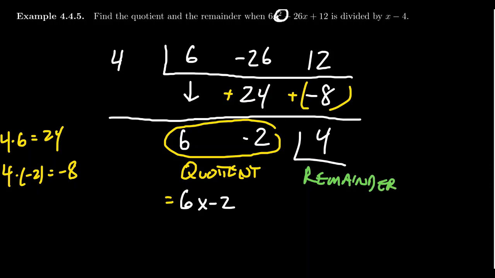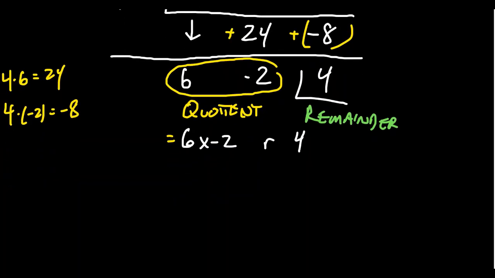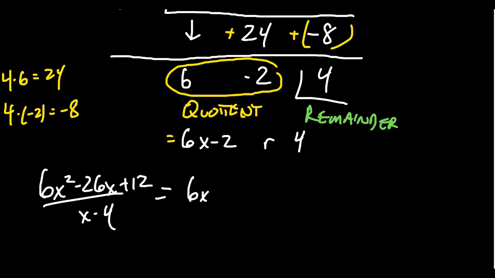It's going to be 4. And so we're going to get the remainder here is a 4. And so 6x squared minus 26x plus 12 divided by x minus 4 is equal to 6x minus 2 remainder 4. Or in other words, if we take 6x squared minus 26x plus 12, and we divide this by x minus 4, we end up with 6x minus 2 with a remainder of 4 over x minus 4. And so this is how we perform synthetic division.